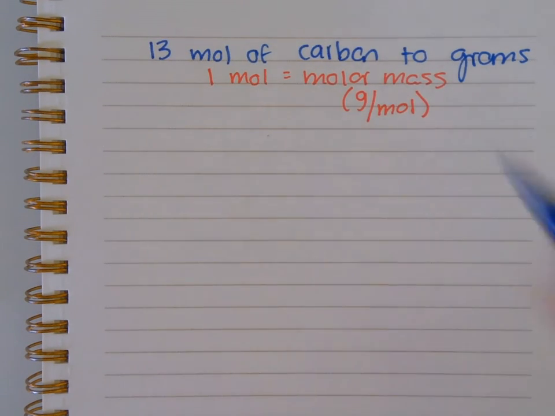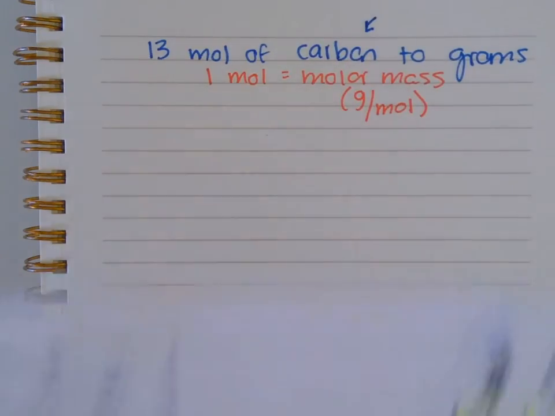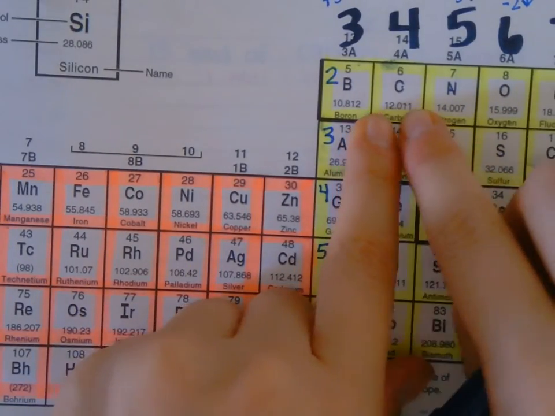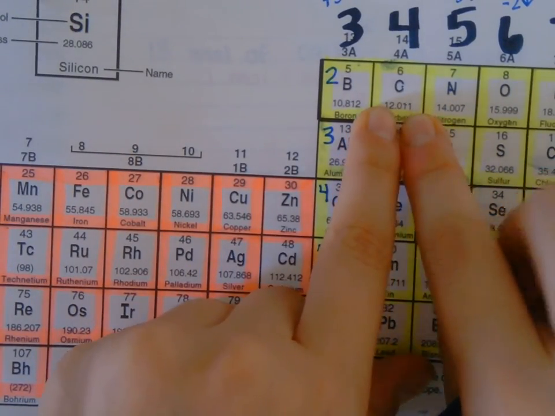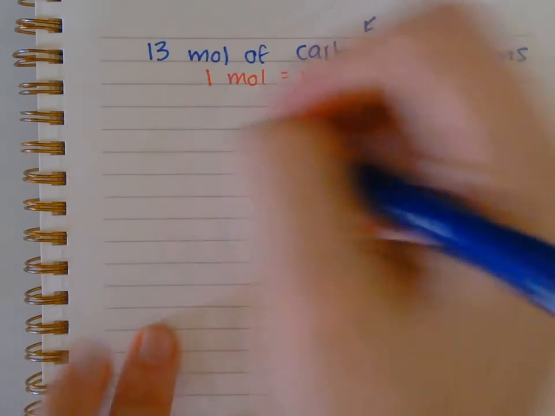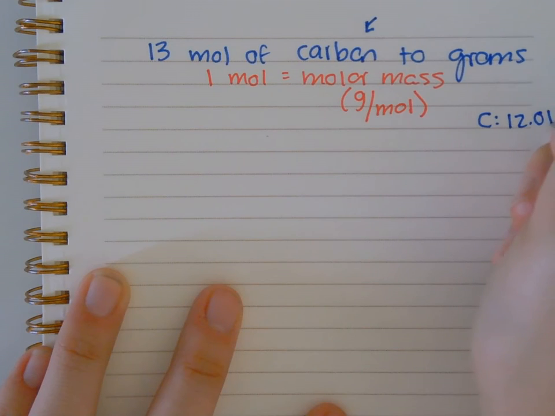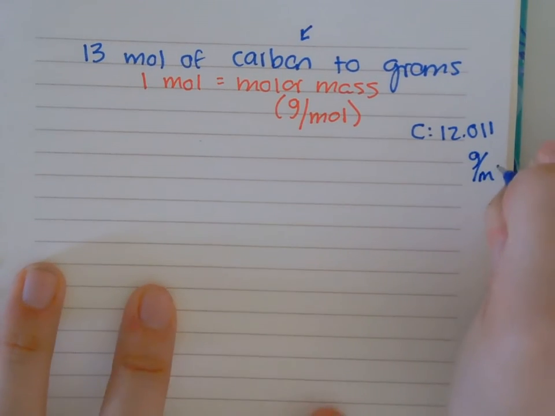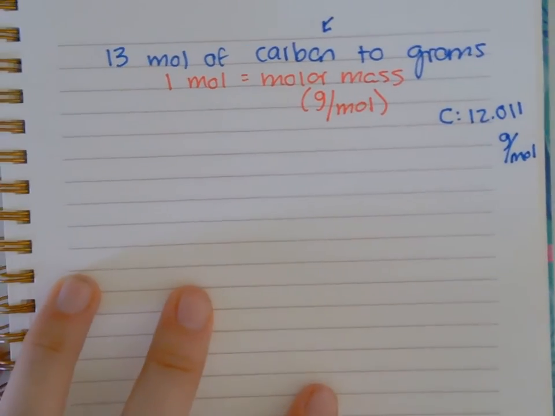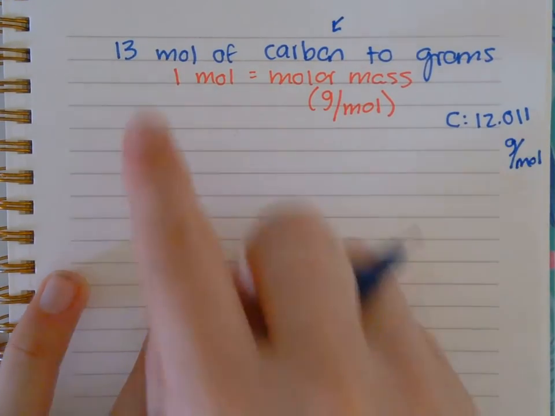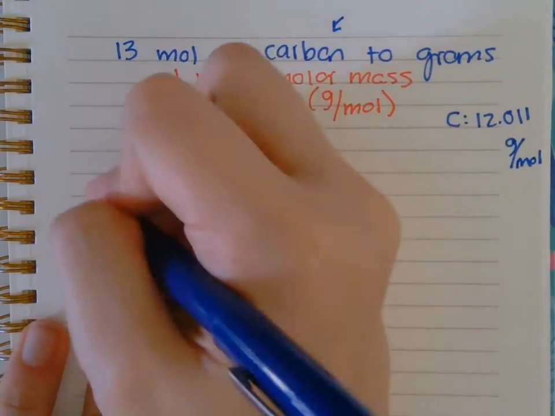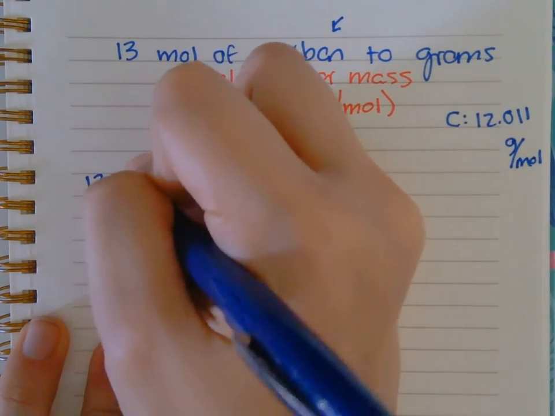So for carbon, which is what they're asking me for here, the molar mass is 12.011. So for carbon, I'm going to write it on the side here, 12.011 grams per mole. Okay, so let's start. I have 13 moles of carbon.